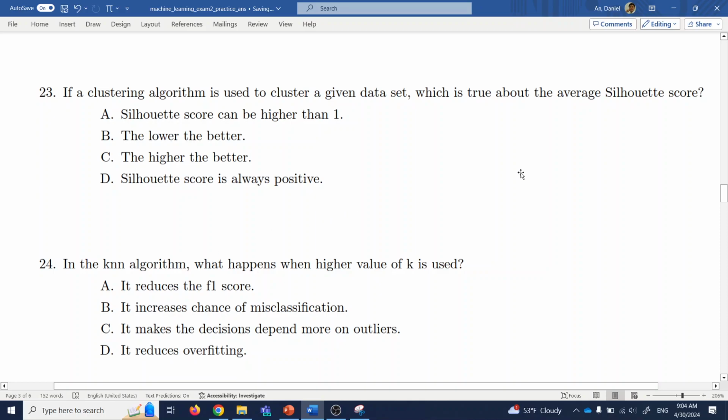Okay, if a clustering algorithm is used to cluster a given data set, which is true about the average Silhouette score? Can Silhouette score be higher than 1? No. Because we just saw the formula. It can only be between negative 1 and 1. Is Silhouette score always positive? No, we just had the case when it was negative. So it's either B or C. They're directly contradicting each other, so one would be better than the other.